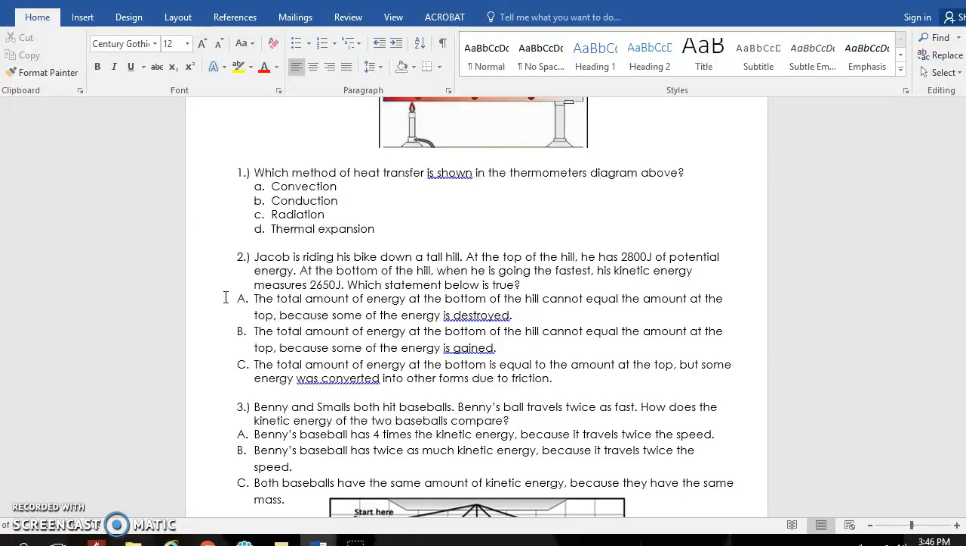The total amount of energy at the bottom of the hill cannot equal the amount at the top because some of the energy is gained. Nope. Can't destroy it, can't gain it. The total amount of energy at the bottom is equal to the amount at the top, but some energy was converted into other forms due to friction. Absolutely. We've talked about that. The more KE you have, the more friction you're going to have, the more thermal energy you're going to have. So he probably lost that 150 joules to thermal energy. So C, because they have to be equal. Doesn't mean I've lost it, just means it's gone somewhere else.